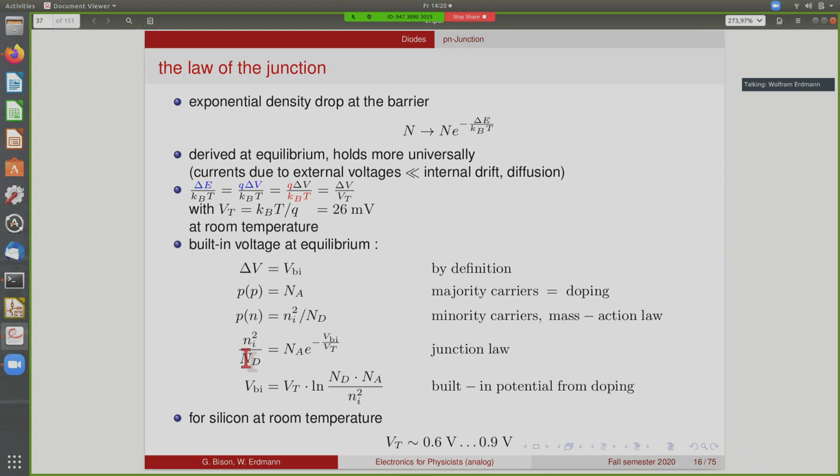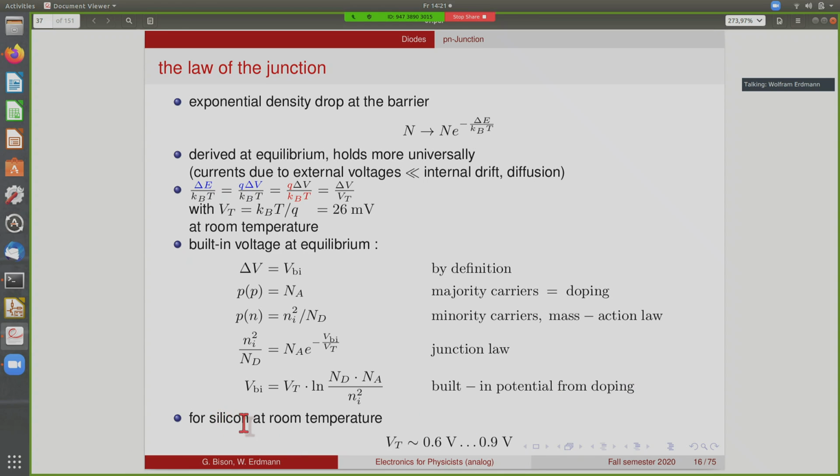We will apply the junction law. So the density on the left-hand side, the minority density, is the majority density multiplied by this exponential factor. And from this we can calculate the built-in voltage, and then we get this expression. So it's the product of the thermal voltage multiplied by the logarithm of this combination of doping concentrations. So this gives us the built-in voltage from the doping.